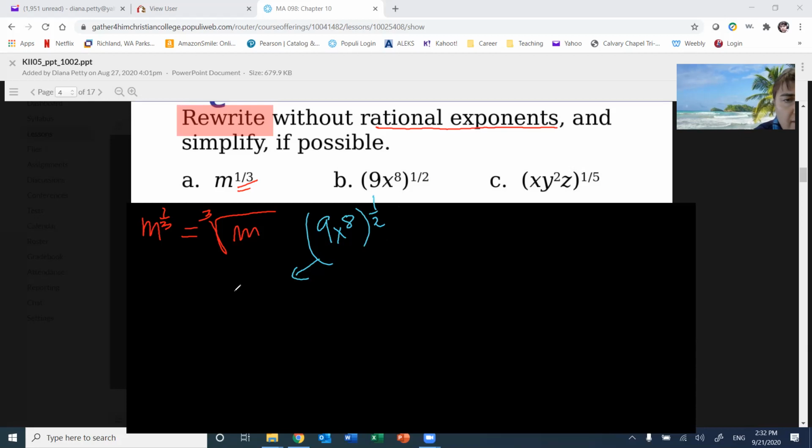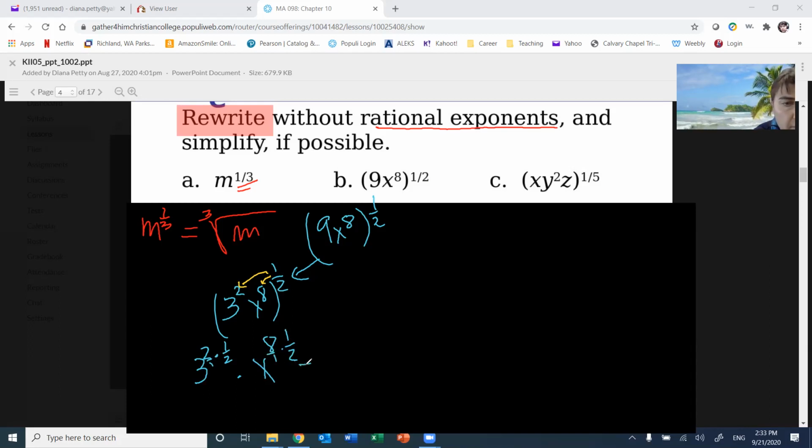Let's present 9 as 3 squared, right? To the power of 1/2. So now let's distribute the exponents to each one. Let's make yellow and distribute, right? This 1/2 needs to multiply by this and by this. So what you're going to get is 3 squared times 1 over 2, right? And I can put the 1 under here. Times x to the 8 times 1 over 2. And I can put the 1 under, right?